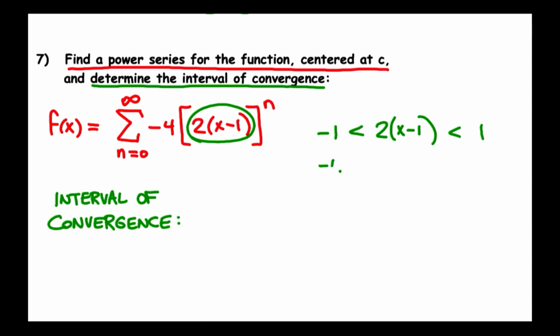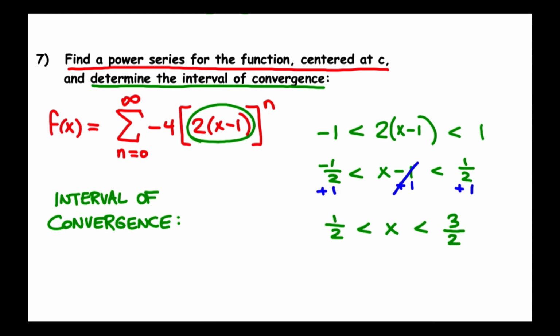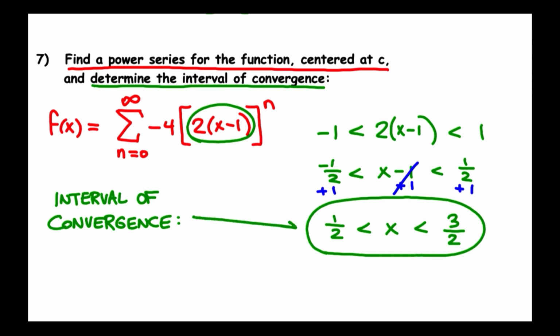I'm going to go ahead and divide all 3 parts by 2. You could also distribute the 2 if you are more comfortable with that. And then I'm just going to add 1 to all 3 parts. All right, so x has to be between 1/2 and 3/2. Normally that would be the unofficial answer, but again, we know that since this is geometric, the endpoints are going to diverge. So actually I am finished, and that is our official interval of convergence.